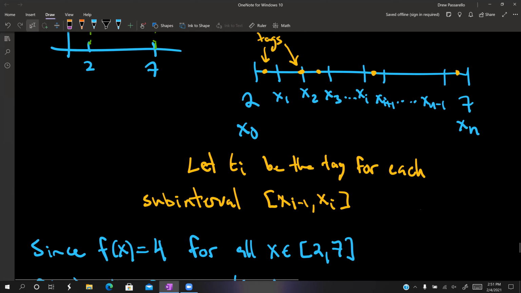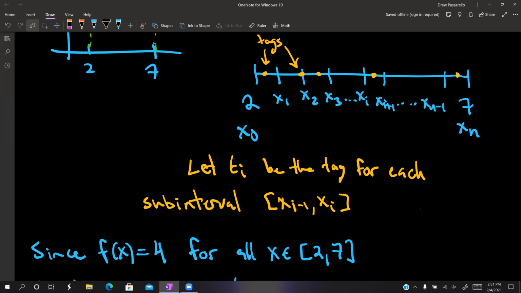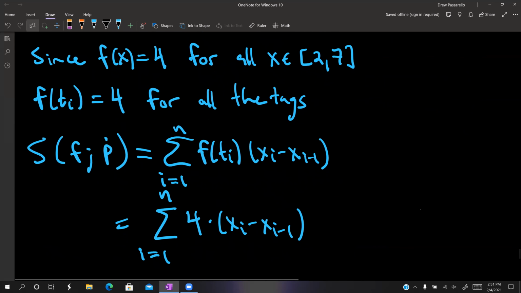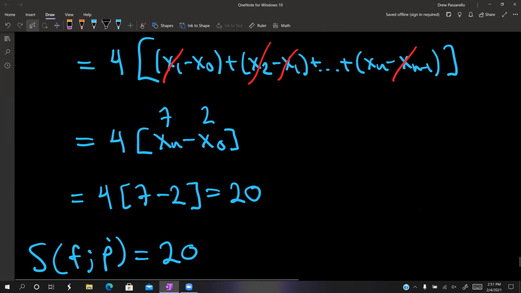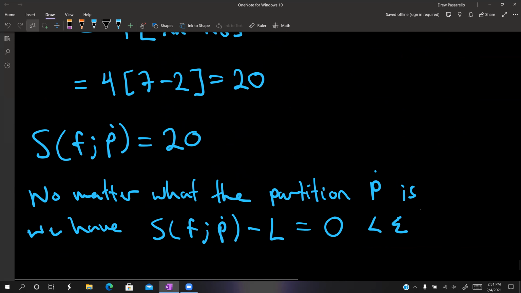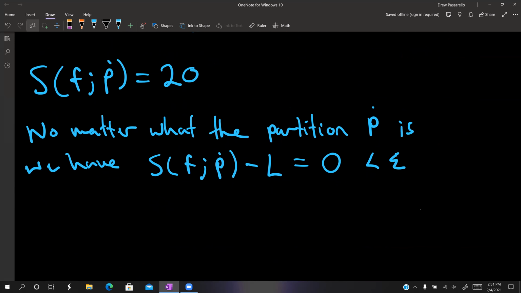And so we just partition the interval, pick a tag, evaluate the tags. That's going to get 4 for all of them. And then take the summation. The summation came out to be 20. And our integral L that we claimed was 20. So then that's why we get 20 minus 20, which is 0. That's certainly less than epsilon for any epsilon. Okay, so that is that example. I'm going to do one more example for this video.